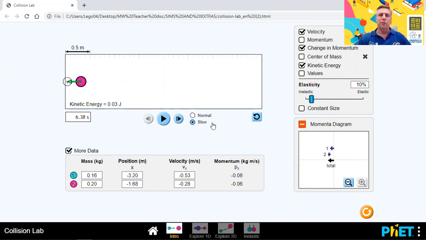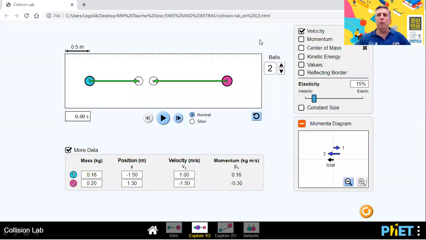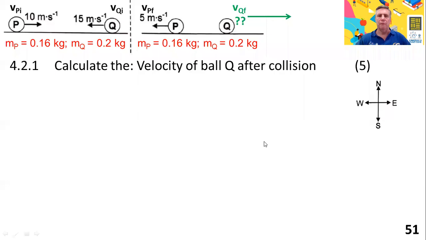Let's do it in slow motion. And you can see they come together. They collide. A lot of energy is lost in a collision. You can see from the kinetic energy. And so we expect to find a small negative velocity for ball 2 after the collision. Now, of course, you won't have the opportunity to use Collision Lab during your exam, but I think it is helpful to see how this collision would be in real life.